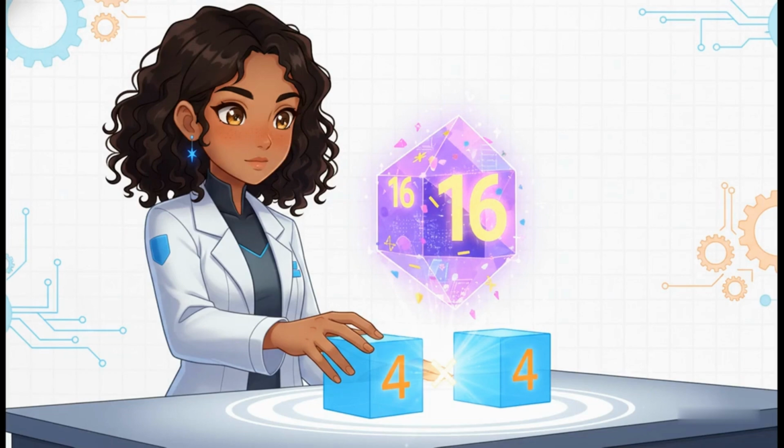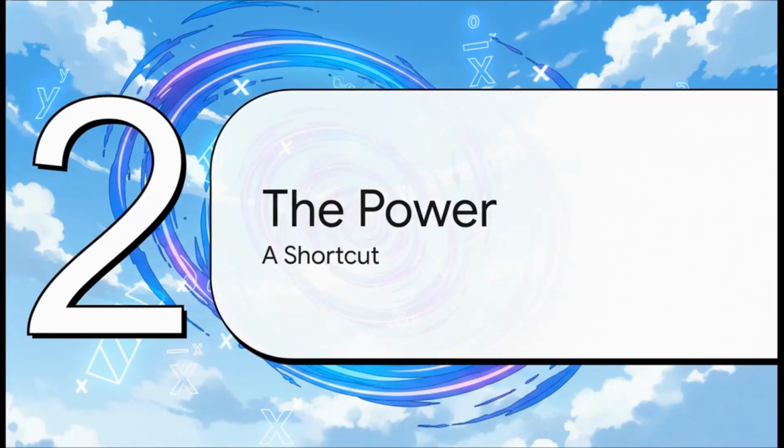For instance, we can also get to 16 by multiplying 4 by 4. See? In this case, our factors are identical. We're just repeating the same number. Now, writing out 4 times 4 is no big deal, but what if we need to repeat that number a whole bunch of times? And that brings us to section 2, the power, a shortcut.